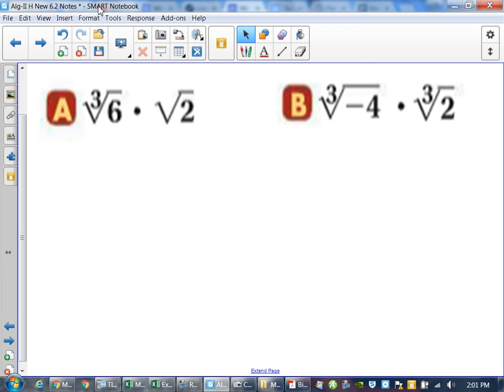This first example here is the cube root of 6 times the square root of 2. I cannot put those two underneath the same radical, same nth root, because one of them has a cube root, the other one has a square root. The nth roots are different. One's a 3, one's a 2. Last time I checked, 3 doesn't equal 2. I hope that you are in agreement with me on this one.